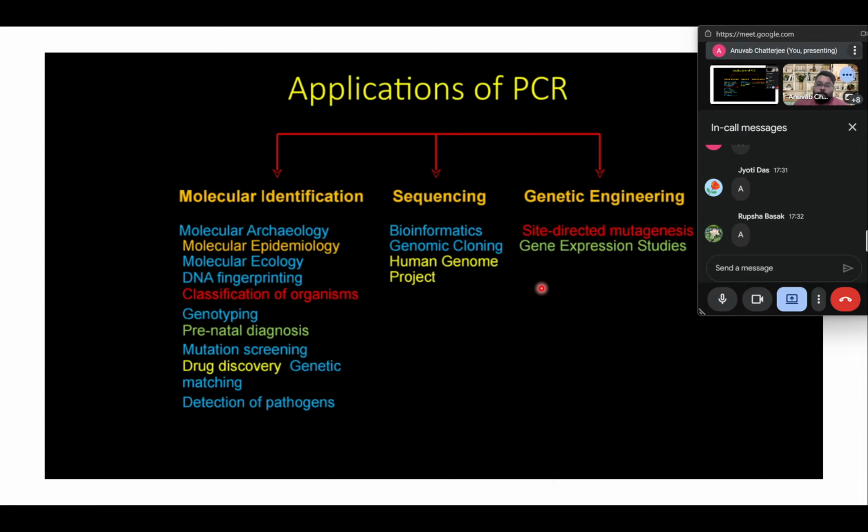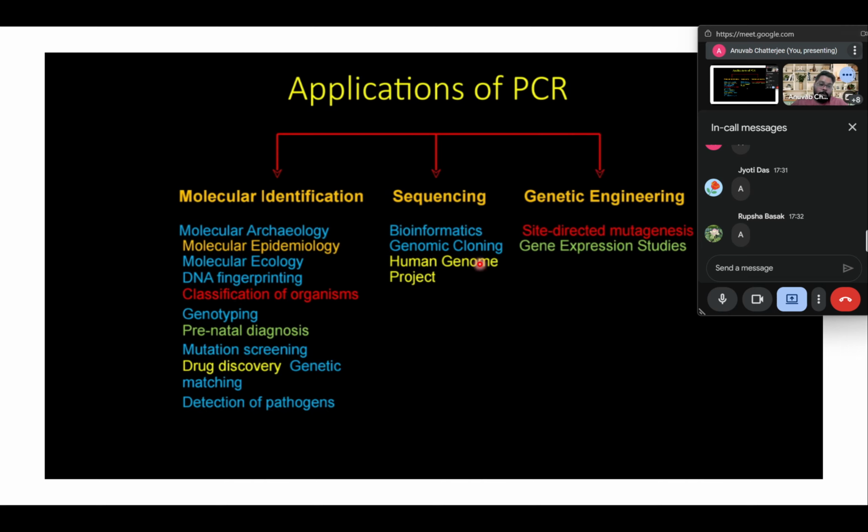So we are touching on the final topic, which is applications of PCR in molecular biology, and there are a billion applications which include molecular identification using specific primers. You can do molecular archaeology, epidemiology, ecology, DNA fingerprinting, classification of organisms, genotyping, prenatal diagnosis, mutation screening, drug discovery, genetic matching, detection of pathogens, a billion different things.